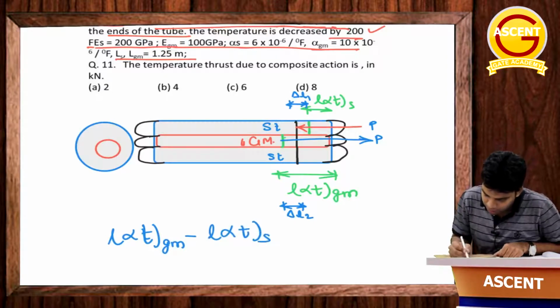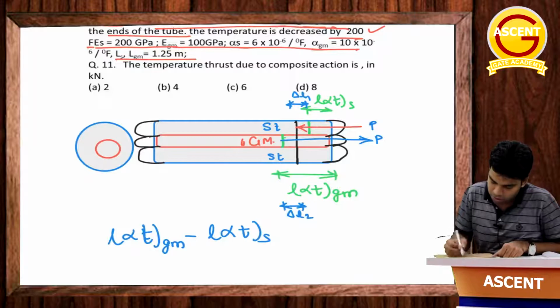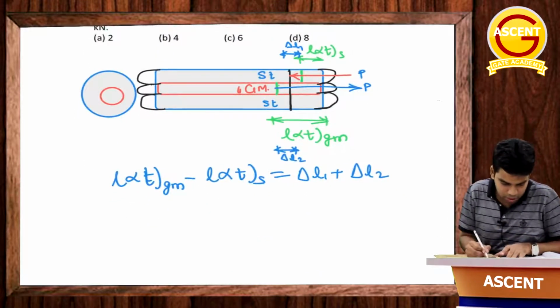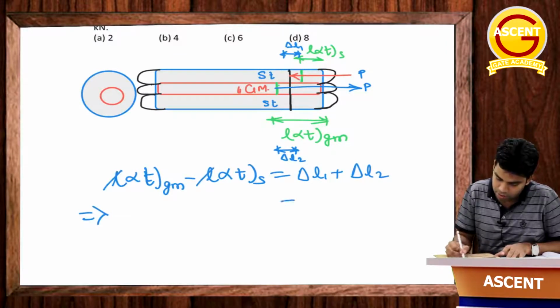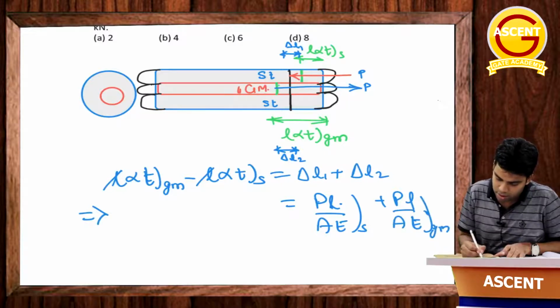Okay, L alpha T of gunmetal, this is total L alpha T of gunmetal, minus L alpha T of steel, this will be equal to del L1 plus del L2. Getting this or not? Okay, so just put the value. Length is the same, you can cancel out the length. Del L1 is nothing but PL by AE of steel plus PL by AE of gunmetal. Okay, this is L alpha T of gunmetal minus L alpha T of steel.